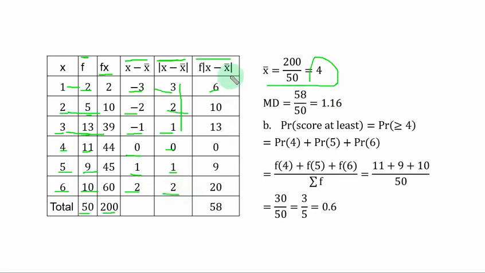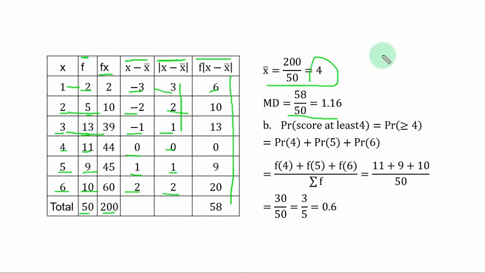When you are done with that, you add up this column and you have 58. Therefore, the mean deviation is 58 over 50, and that is 1.16. B part of the question, probability that a score is at least 4.